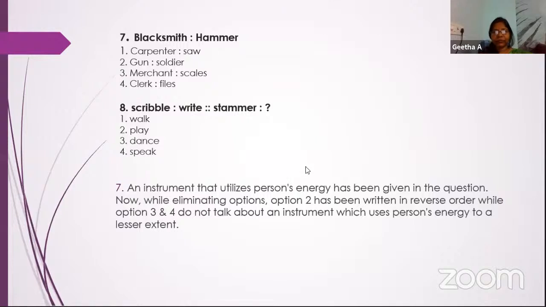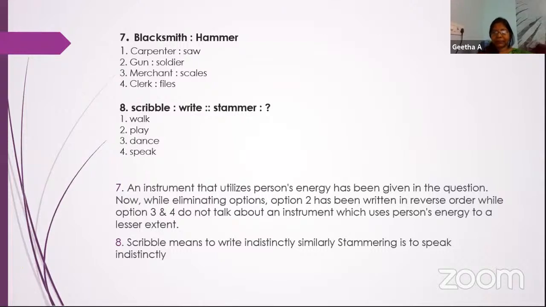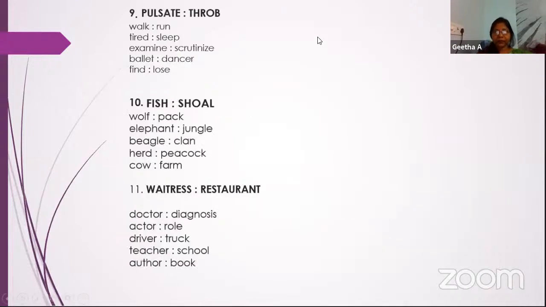And when you look into the next one, you're all right here. Scribble means to write indistinctly. Similarly, stammering is to speak indistinctly. So that's the right answer. Good. So we will just move to the next one. So we have pulsate, throb. So similarly, walk, run, tired, sleep, examine, scrutinize, ballet, dancer, find, lose. Take your time and try to find out what is the answer.